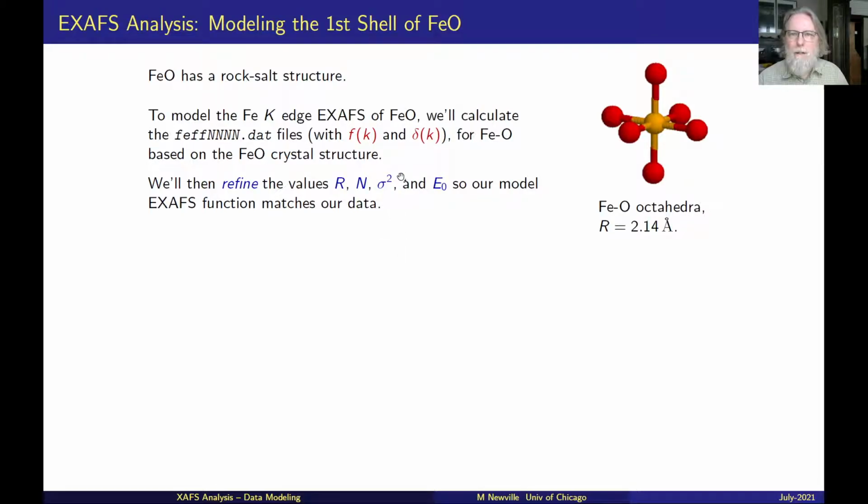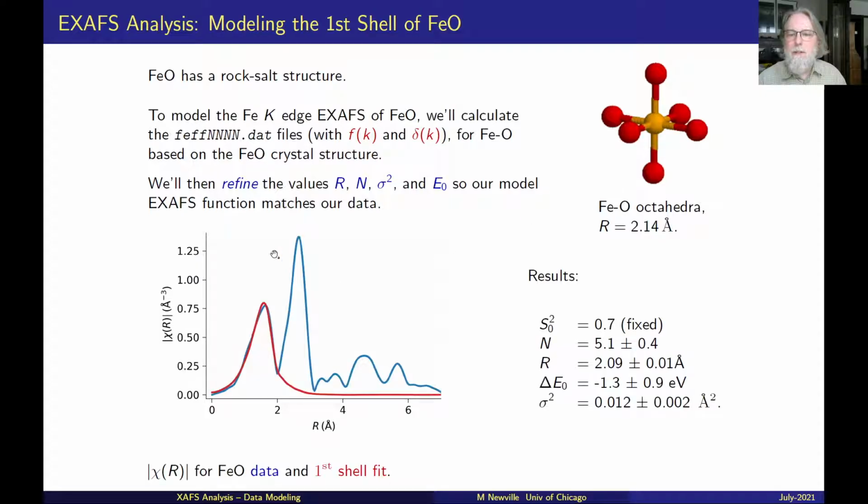So in our first shell modeling that we showed in the previous video, we started with rock salt, a near perfect octahedra of oxygen coordination around an iron atom, and we refined, here's our first shell fit. Then, just as a reminder, the red curve shows the fit using F and delta for iron oxygen scattering at about 2.1 angstroms, and here are the refined values that we get for those parameter values.